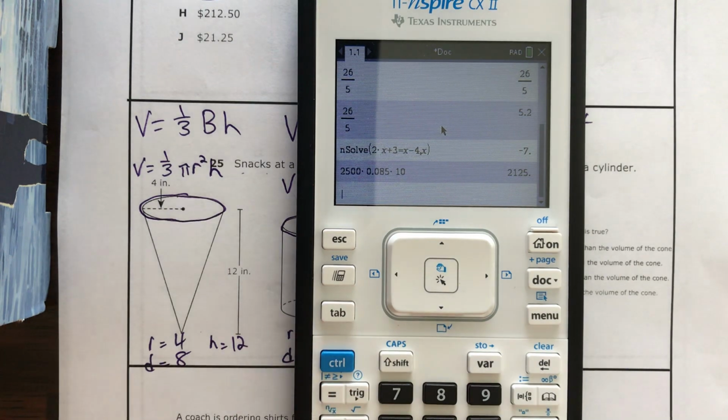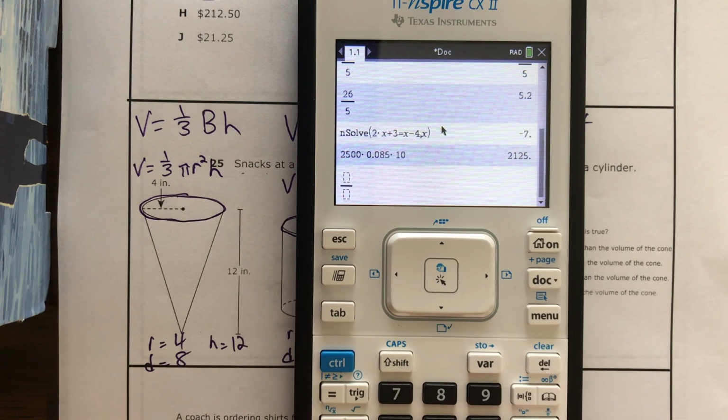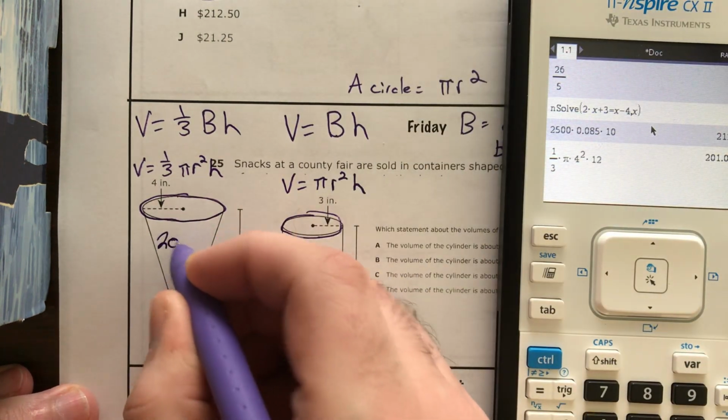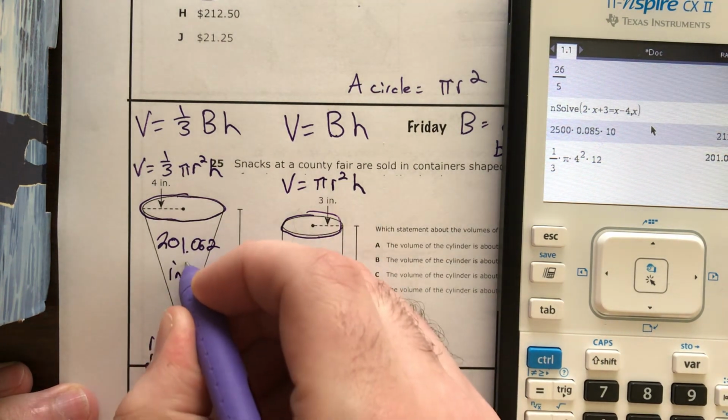You can always do 1/3 is 1 divided by 3, or as your last step, take your number and divide by 3. So I'm going to do control divide 1/3 times pi, which you can always substitute 3.14, and you'll get an answer that is at least close enough to what you would have gotten. 4 squared times the height, which is 12. So here, my volume is going to be 201.062. So about 201 inches cubed.